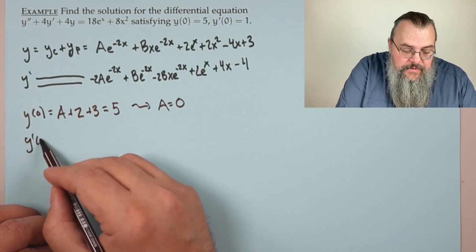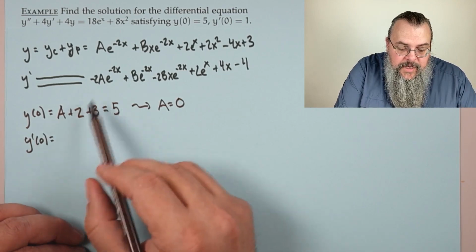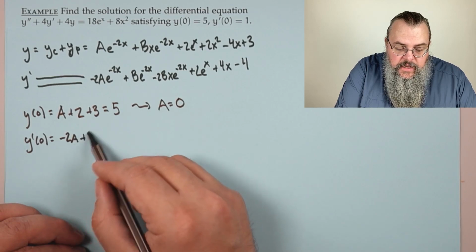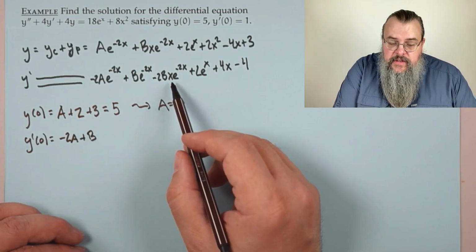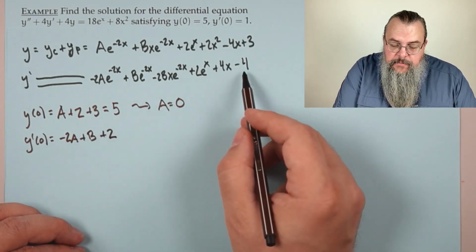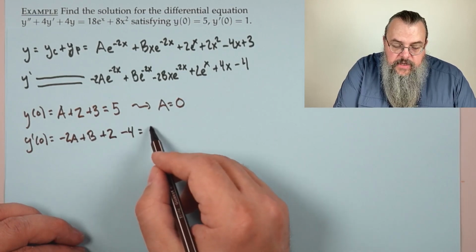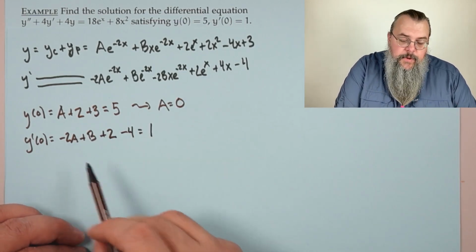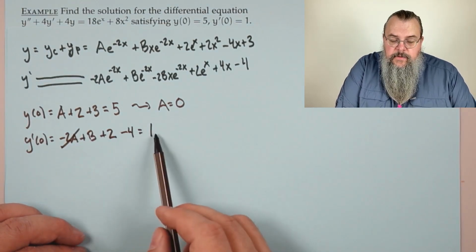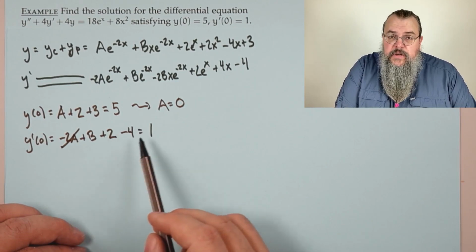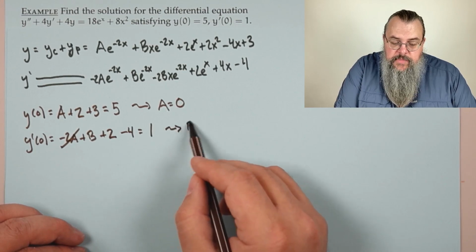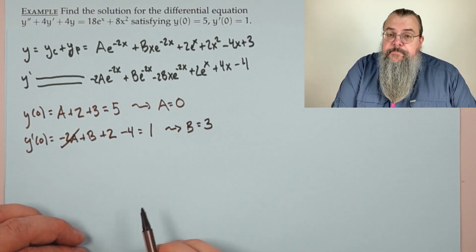What about y prime of 0? All right, well, we have minus 2a plus b, and then 0 because of that, plus 2, then 0, and minus 4, and that needs to equal 1. Well, but we know that a is 0 because we solved for it. So that goes away. So we're going to add 4, and we're going to subtract 2. So add 4 makes 5, subtract 2 makes 3. And that tells us that b is going to be 3.